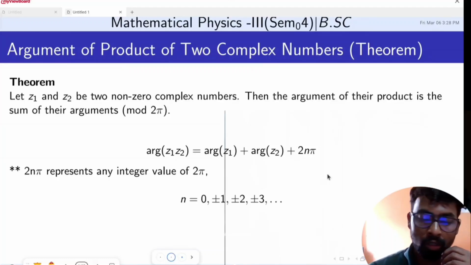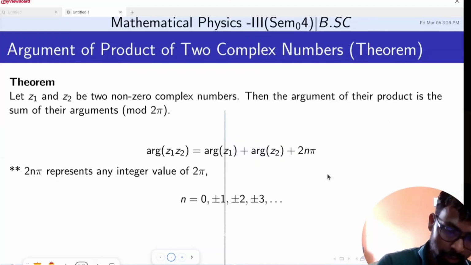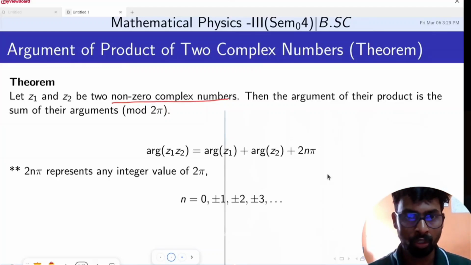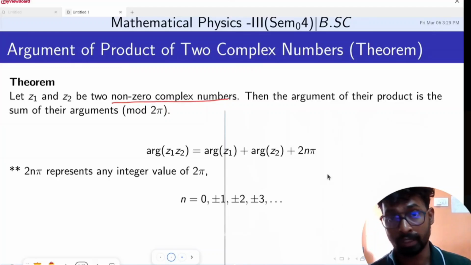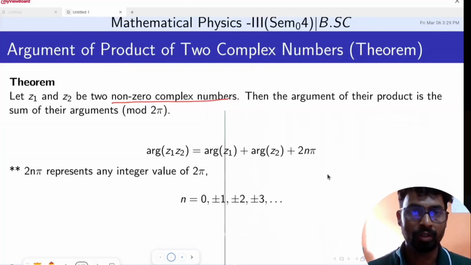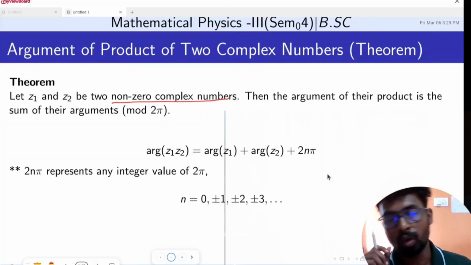Let's try some theorem also, the arguments of a complex number. So let us consider there are two non-zero complex numbers z1 and z2. Then the product z1 z2 is also a complex number. So what is the argument of their product, and what is the principal argument of their product? That is a very, very important part I have to cover here.